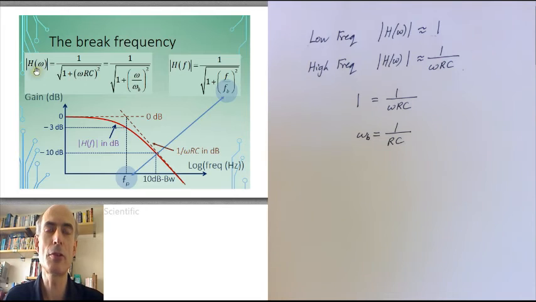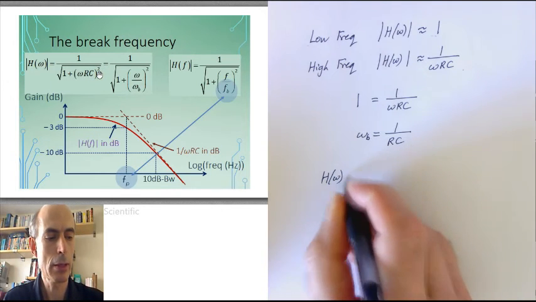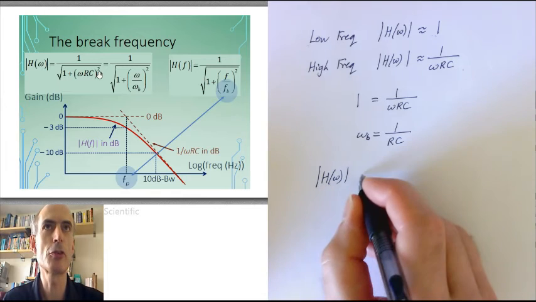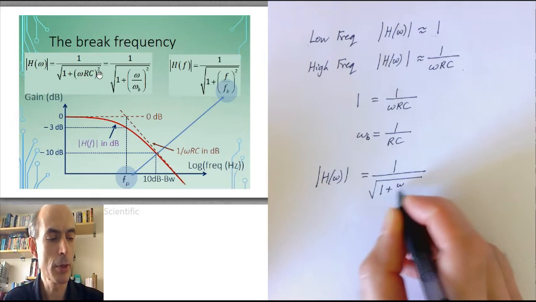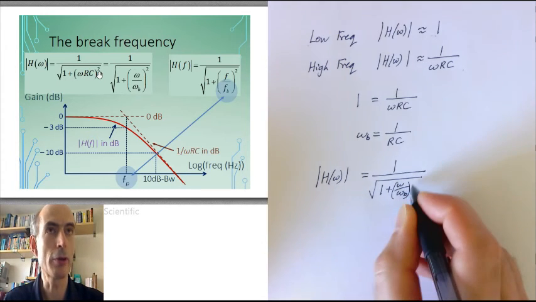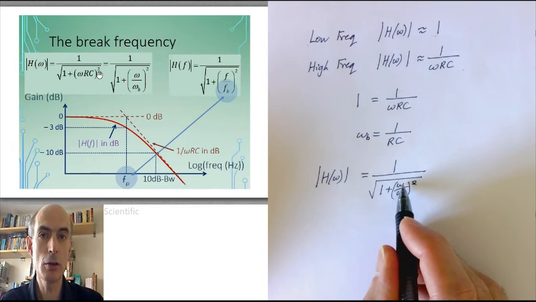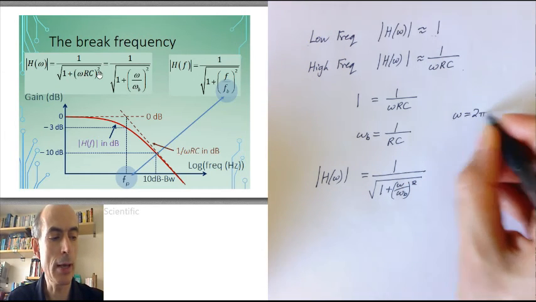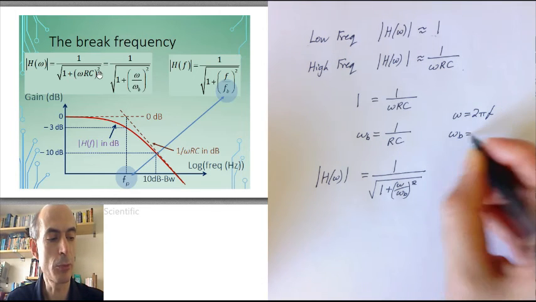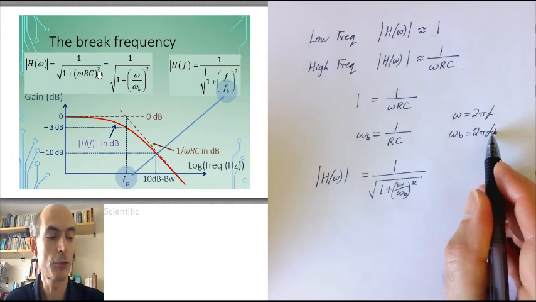And if I rewrite the amplitude response in terms of omega B, I get this expression here. The amplitude response, which is the modulus of the frequency response, is 1 over the square root of 1 plus omega over omega B all squared. And I can write these omegas in terms of the frequency f in hertz as well. Omega will just be 2 pi f. Omega B, the break frequency, will be 2 pi times fB, the break frequency in hertz.